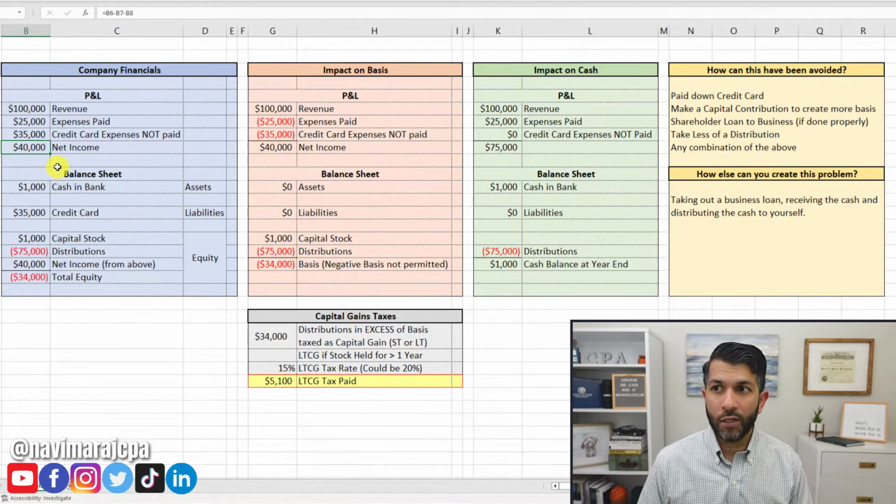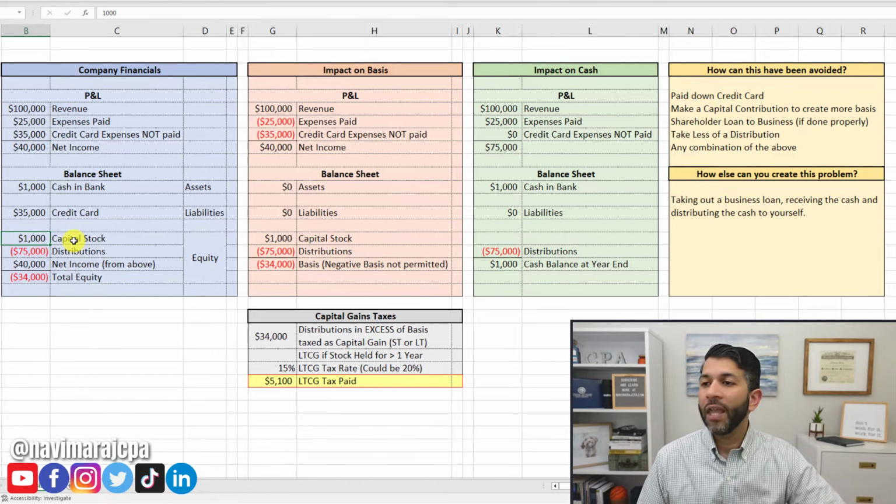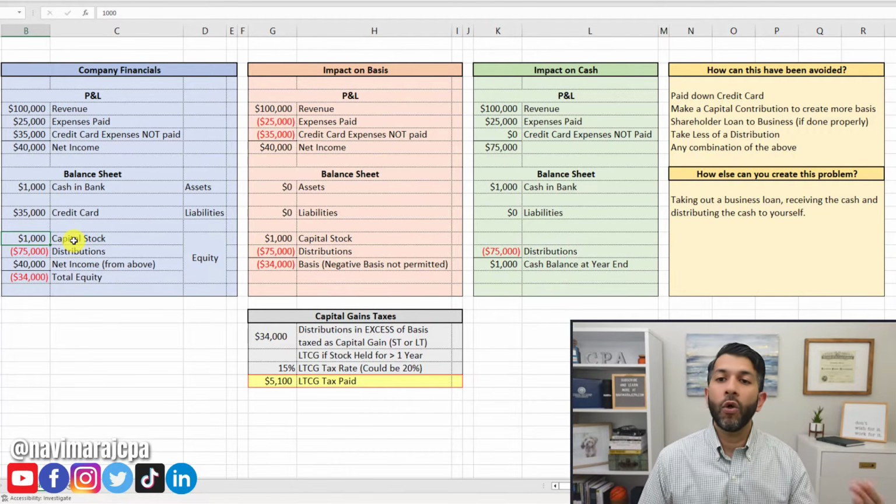Let's look at the balance sheet. The balance sheet has $1,000 of cash in the bank. You'll come to see why there's only $1,000 left in the bank in a second. There's $35,000 in credit card debt, that's this up here, $35,000 in liabilities. And then in equity, we have $1,000 in capital stock. That's just your capital contribution when you started the business. So let's say it's year one. You put in $1,000 to start this business, so you have $1,000 in capital stock.